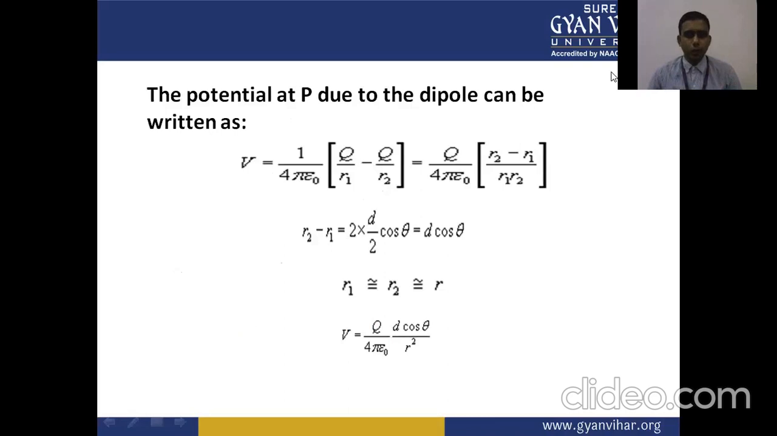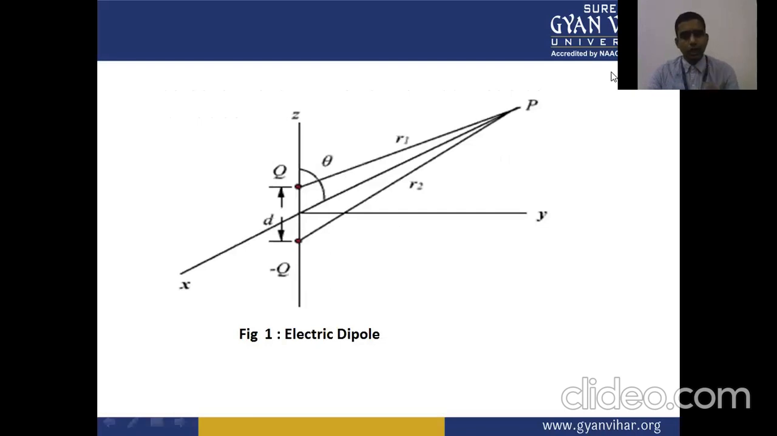Now we will calculate the potential at point P due to the dipole. The electric potential V is 1 upon 4 pi epsilon naught times Q upon r1 minus Q upon r2, which we have already discussed in the previous lecture on electric potential. So V equals Q upon 4 pi epsilon naught times (r2 minus r1) upon r1 r2. This is the potential at point P due to the charges Q and minus Q. From trigonometry, r2 minus r1 is equal to 2d cos theta upon 2, or d cos theta.